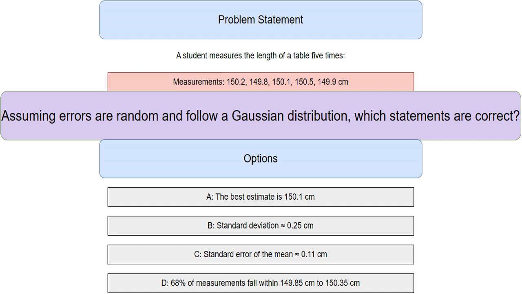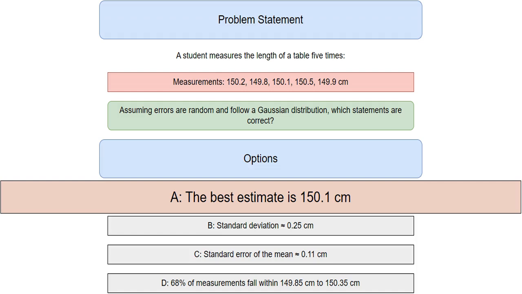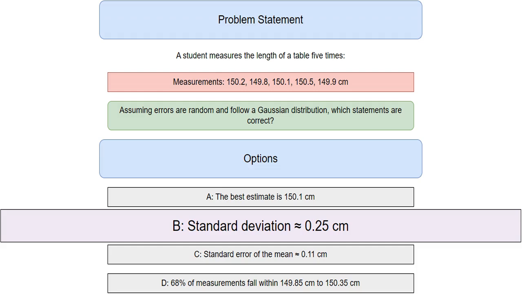Now, let's clarify that options is simply indicating a list of choices related to the analysis of the table measurement data. These are the statements that are being examined for correctness, which are A, B, C, and D. Here, the line describes the first option to select from, which states the best estimate of the table's length is 150.1 centimeters. Now, the line describes the second option, which is related to the standard deviation of the measurements.